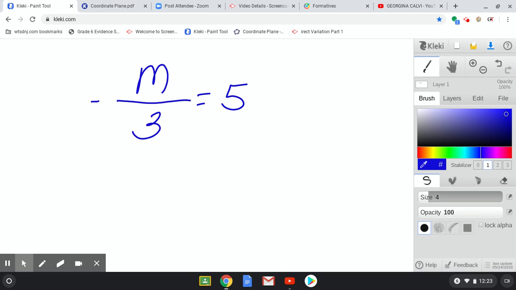Quick review on solving one-step equations with positive and negative integers. So I have a problem here. Negative m divided by 3 is equal to 5. So you guys know your goal is to get your variable by itself, solve for your variable.